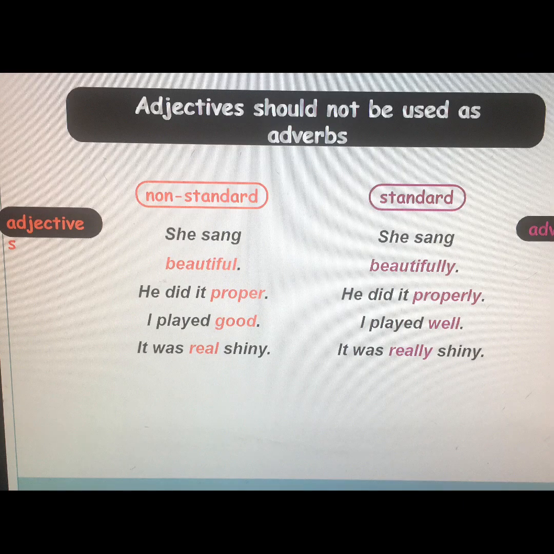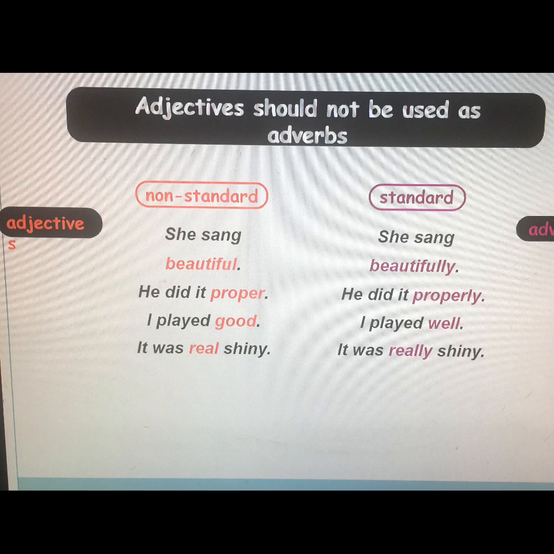Finally, in non-standard English, we use a lot of adjectives instead of adverbs. Let's give an example. In standard English, you would say, "she sang beautifully." Beautifully is the adverb describing how she sang. In non-standard English, you could say, "she sang beautiful."